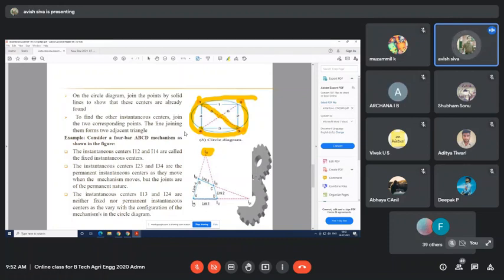Now look at the figure here. You look at here, I14 and I34, you extend. Next, look at here, I12 and I23, you extend, you will get your I13. So that is the concept. That is a very simple concept. So that is how you will obtain I13.